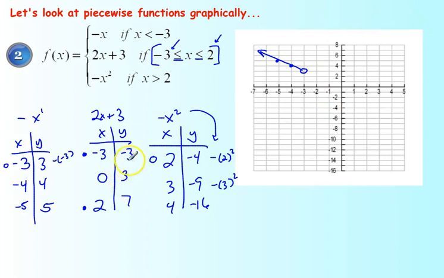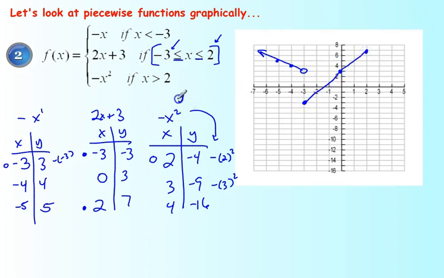Now let's jump over to the next rule. I'm starting with a closed circle at negative 3, negative 3, which would be here. 0, 3 would be here, and then 2, 7 would be right there.